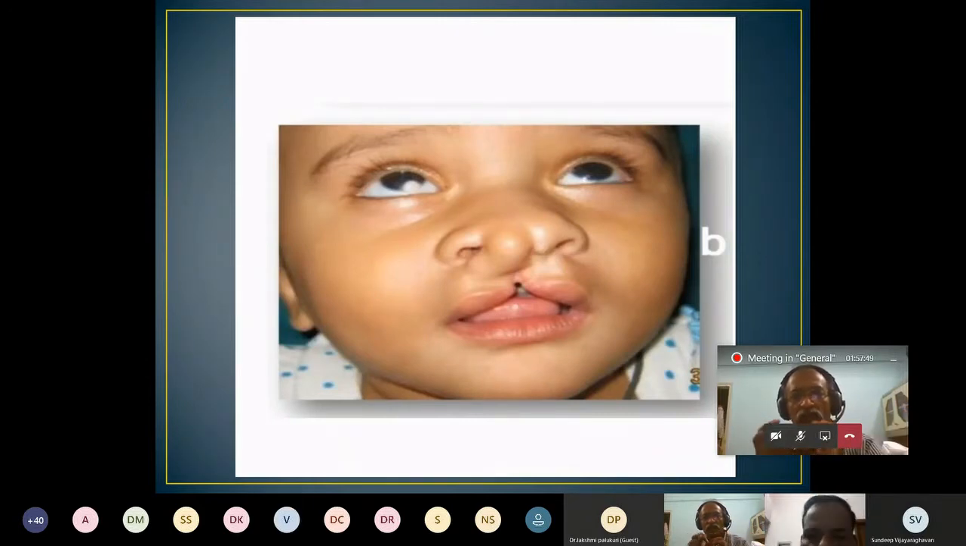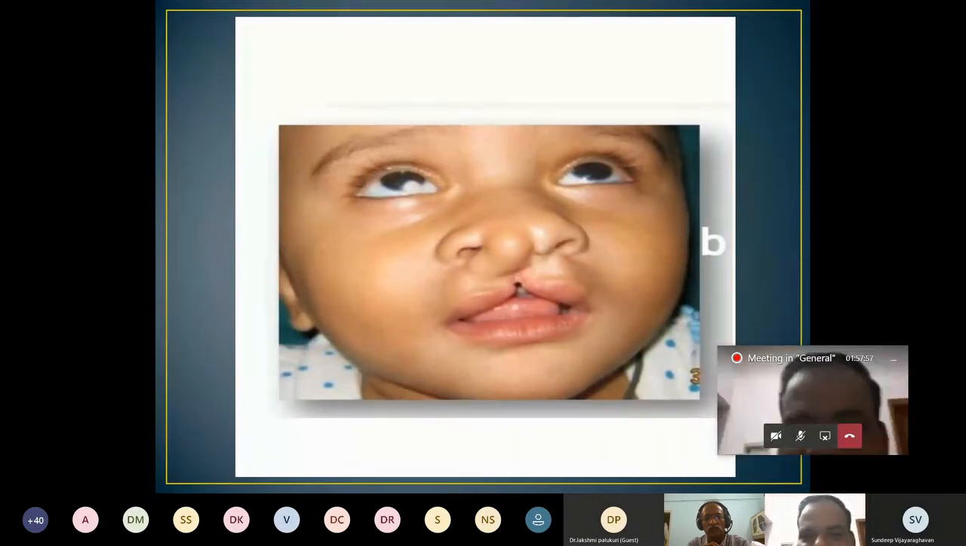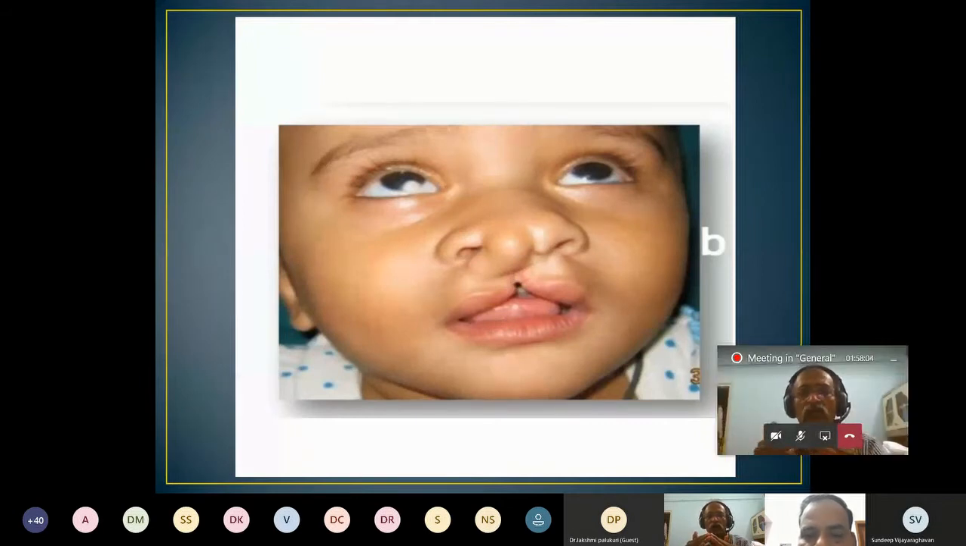Then what first stitch will you take after repair of the muscle? That vermilion stitch. Okay, vermilion stitch. Now your Cupid's bow is rolled up. You want to create it like this, but you have got a vertical shortage. So how are you going to correct that vertical shortage?